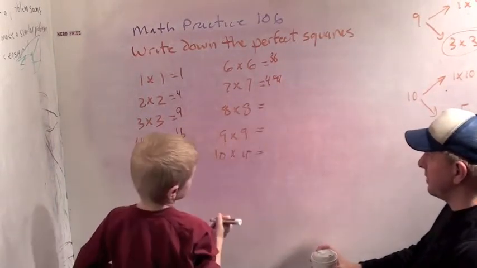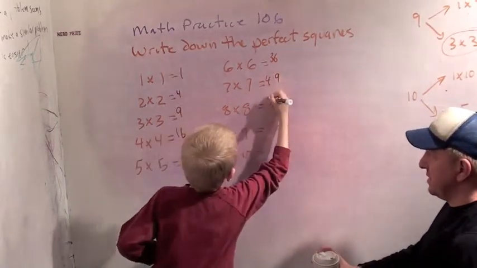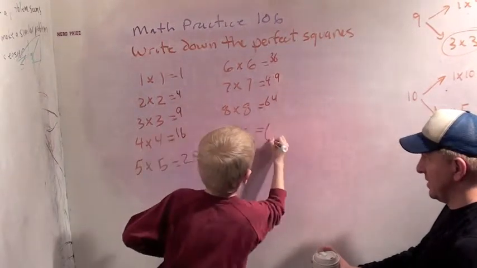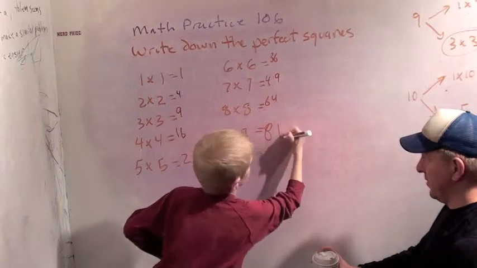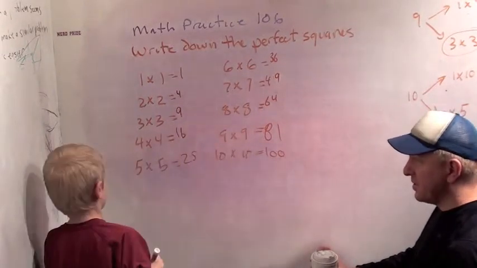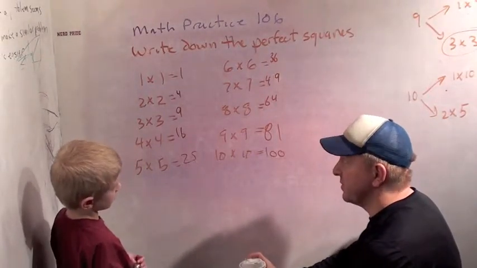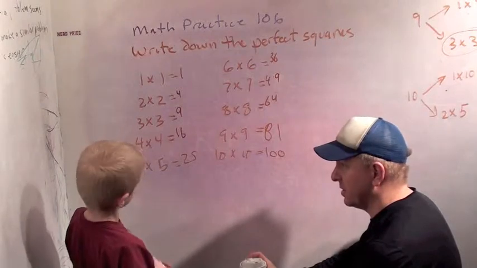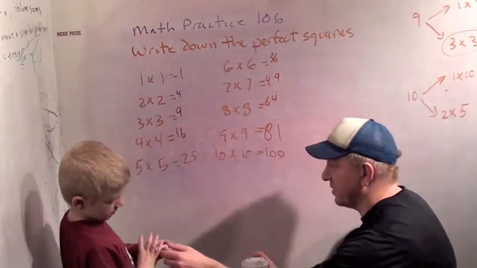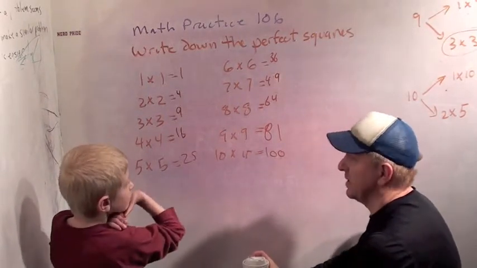Wow, good job. Well, let's write that a little better. 49. 8 times 8 is? 64. 9 times 9 is? 81. 10 times 10 is? 100. Whoa! Good job! The perfect squares are really neat numbers. Did you know that? Yeah, pretty neat. So, let me show you one thing that's really neat about them. Are you ready? Okay, here we go.